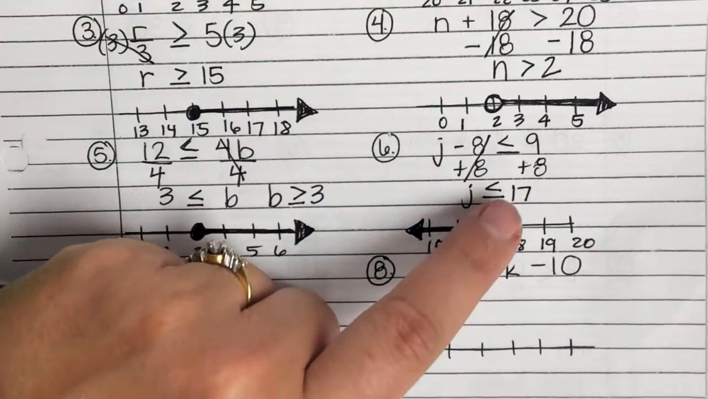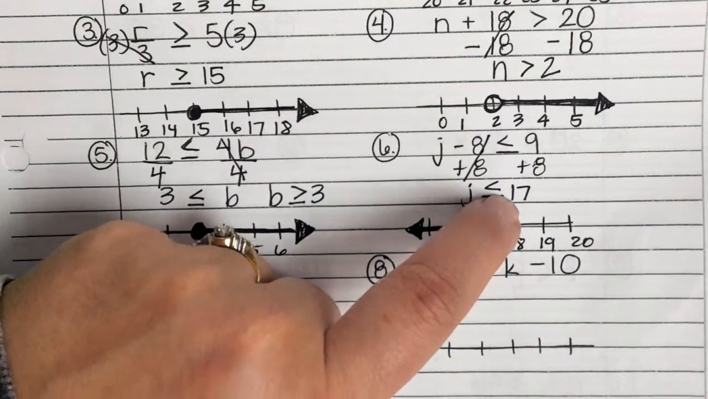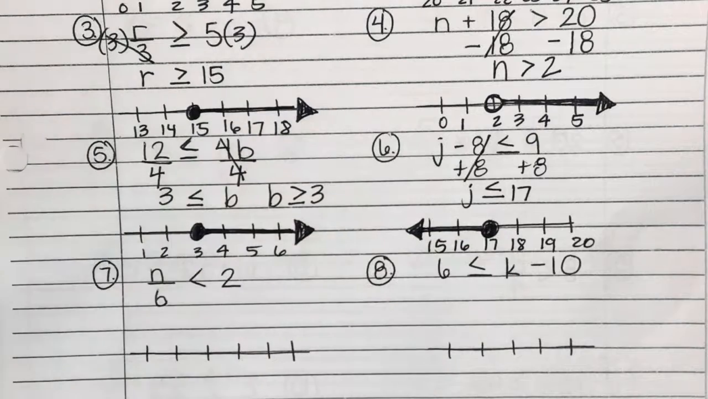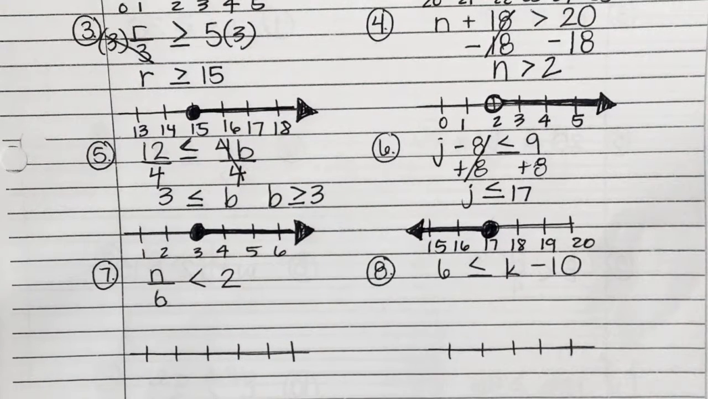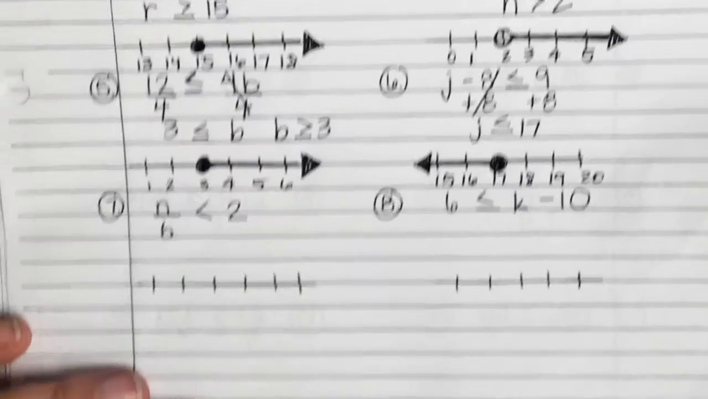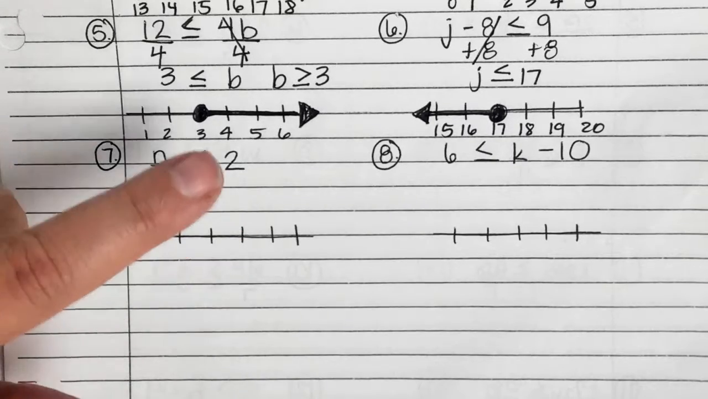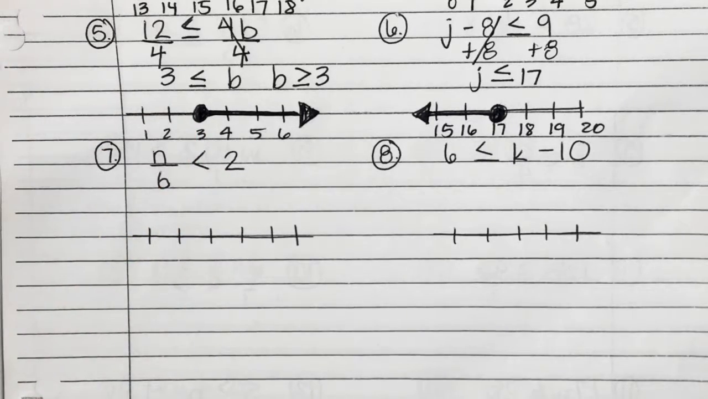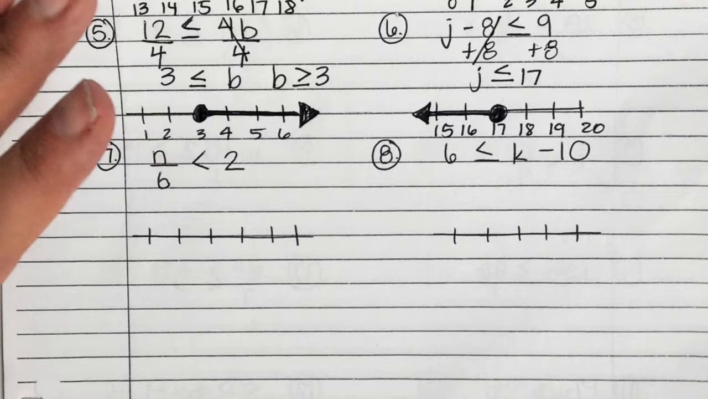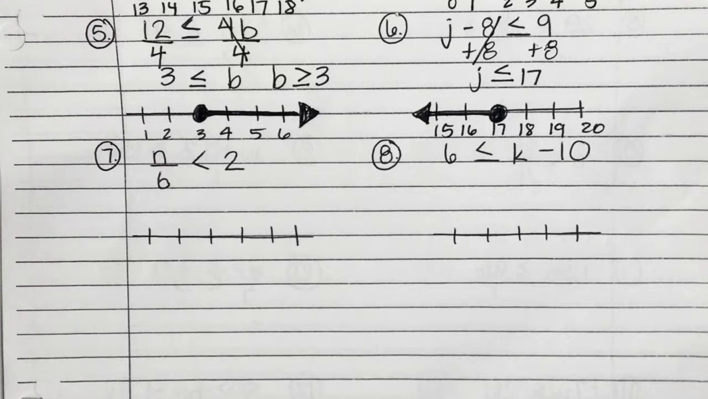So your closed dot will only be there when you have the line underneath your sign, because that means or equal to. That means that can include that number. If the or equal to part is not there, it's going to be an open dot. So like on this one, this says n divided by 6 is less than 2. So whatever solution we get, it's not going to be included because it's just less than. It's not less than or equal to. You have to have that little line underneath it to include that number.